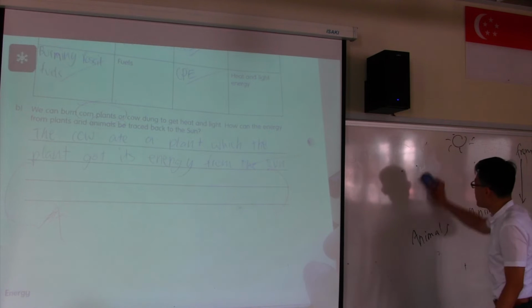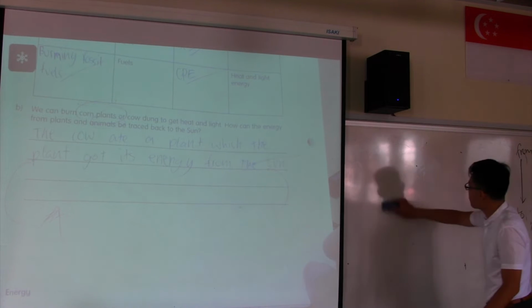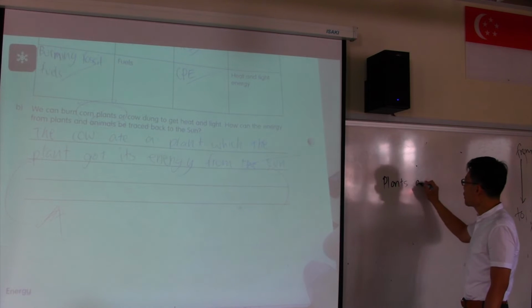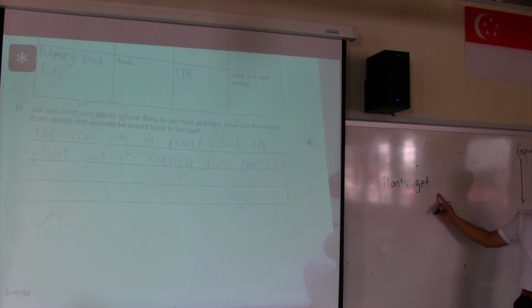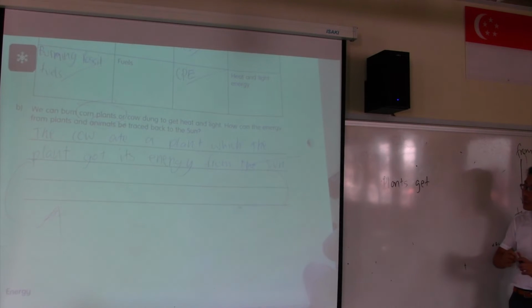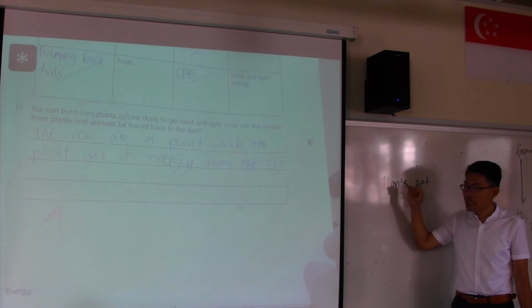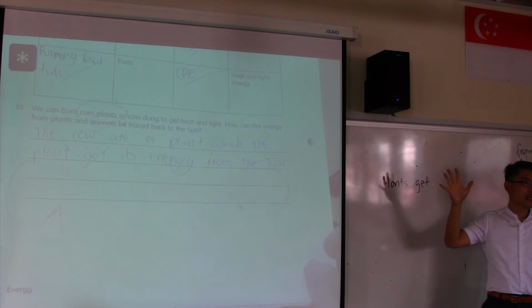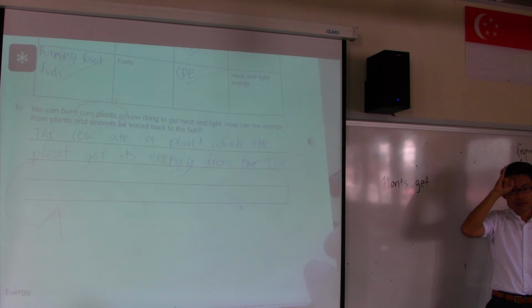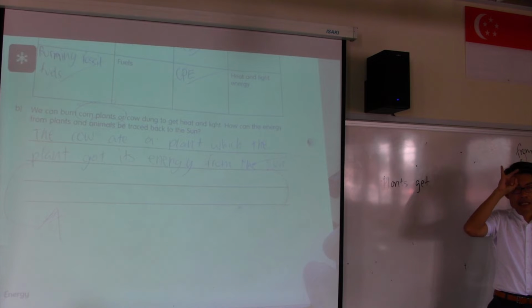Now in words, how do you represent it in words? So, plants get... Can someone fill the blanks for me? How do you talk about how plants get their energy? Who would want to try the first part? Let me choose somebody. I'll give you 5 seconds to think of an answer. I want to know how to trace energy from the plants to the sun. Okay, then I'll choose someone, alright? How do plants get the energy from the sun?